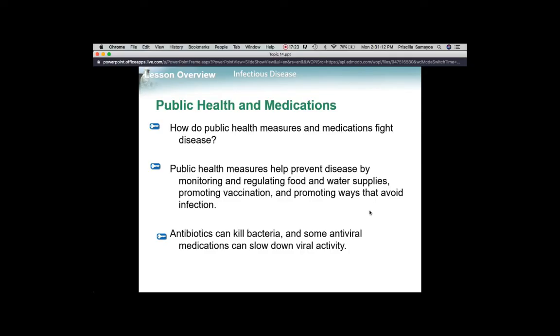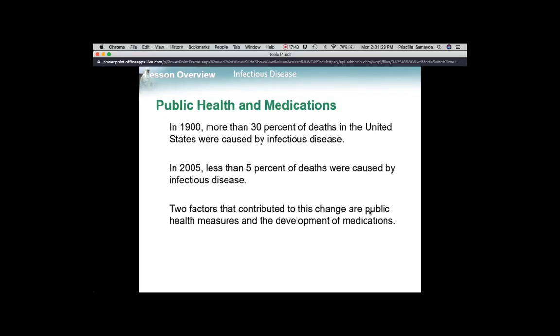You do have antibiotics that are there. They kill bacteria, and some antiviral medicine will slow down viral activity. However, if you have a virus, an antibiotic will not help you, because an antibiotic is designed specifically for a bacteria. That is an issue that we actually have. I'm going to go off book for a second. I think it talks about it like right after.